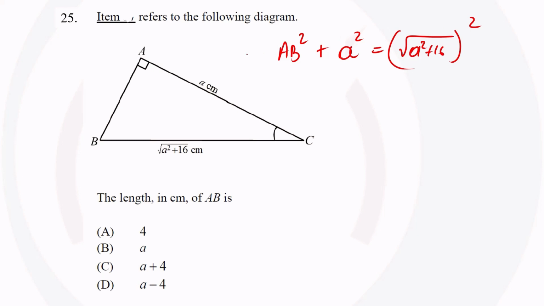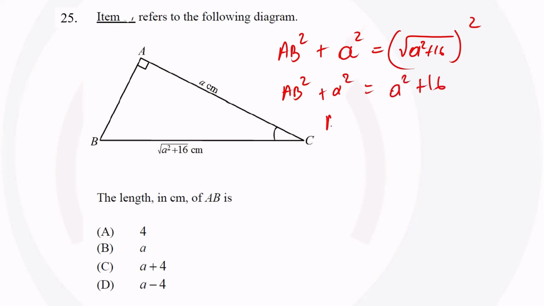Because that's like saying AB squared plus AC squared is equal to BC squared. I'm just not writing out all of that. So then we clearly know that square root and squared power, to the half times 2, we can simplify the square root, so to the power of 1. So that gives us AB squared plus a squared is equal to a squared plus 16.